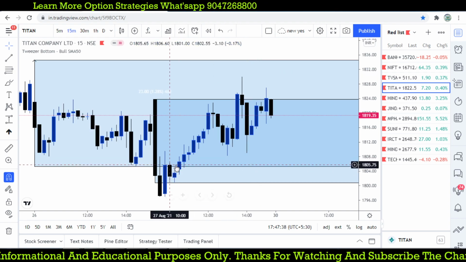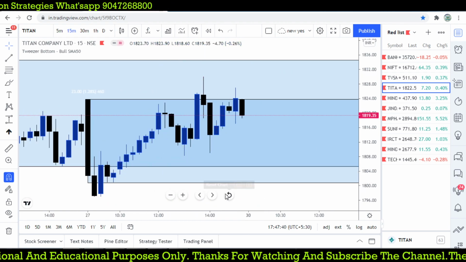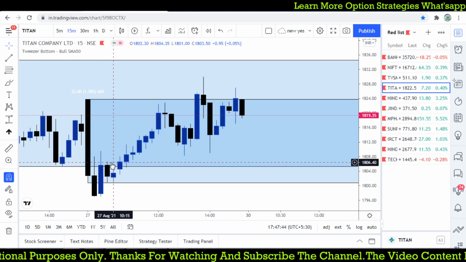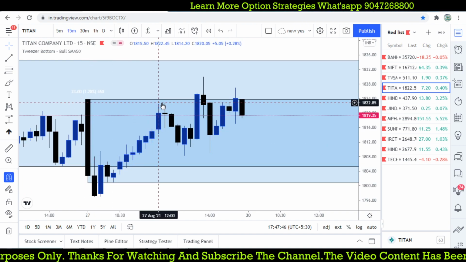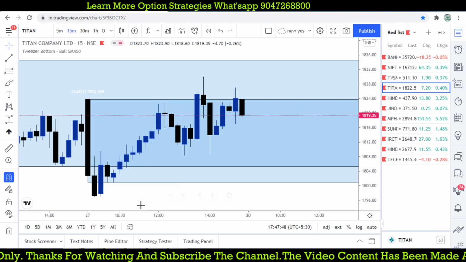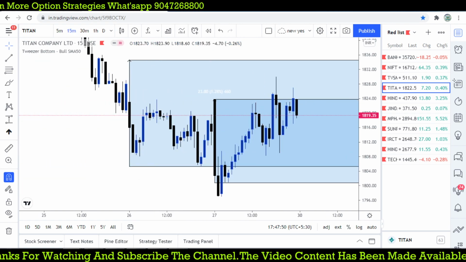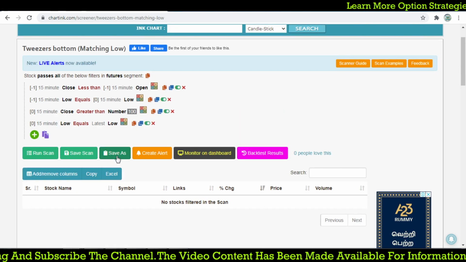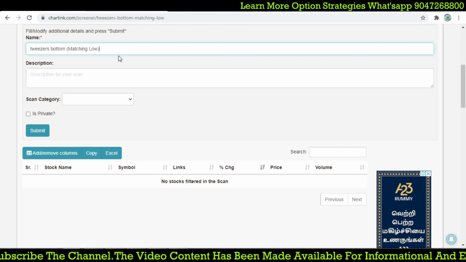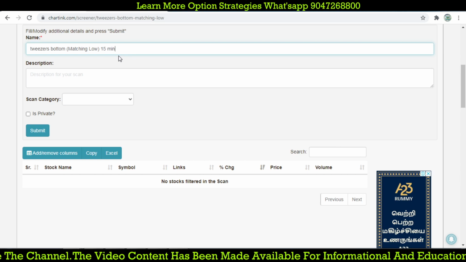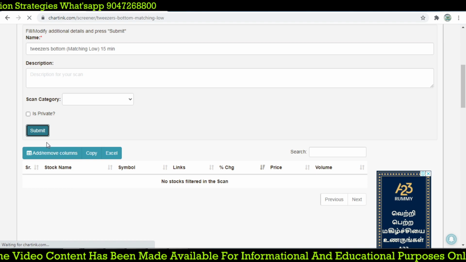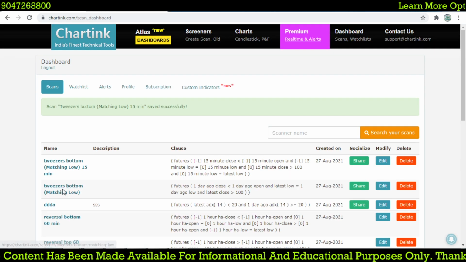So small risk. Here also the candlestick pattern forms, so we take this candlestick, and here again a reversal candlestick, so we can go along with that candlestick. All right, that is a simple method where we can focus on this Tweezer bottom strategy. So I will save that as a matching low by 15 minutes. I submit it, and that saves the bottom.